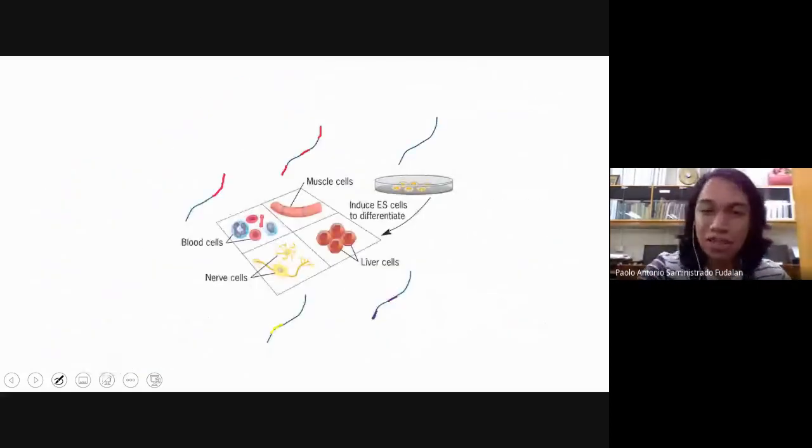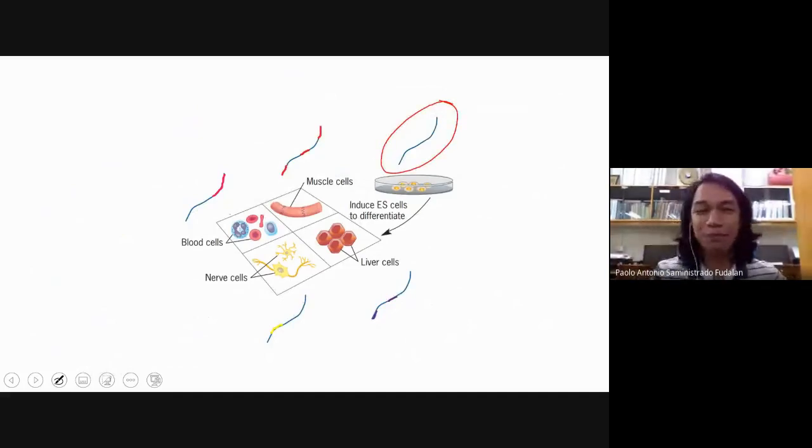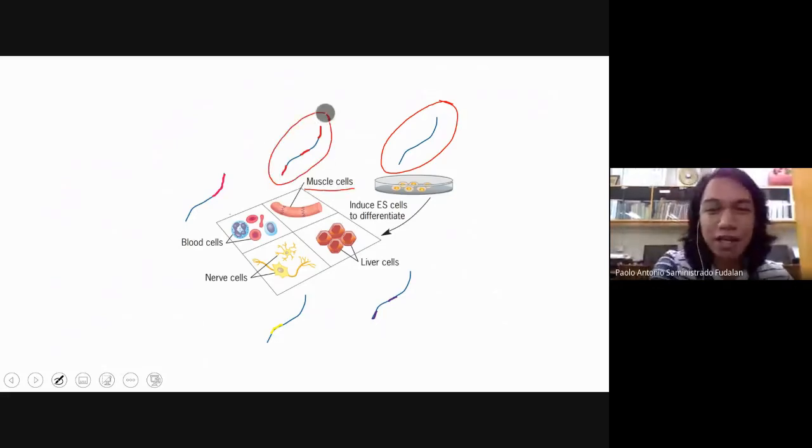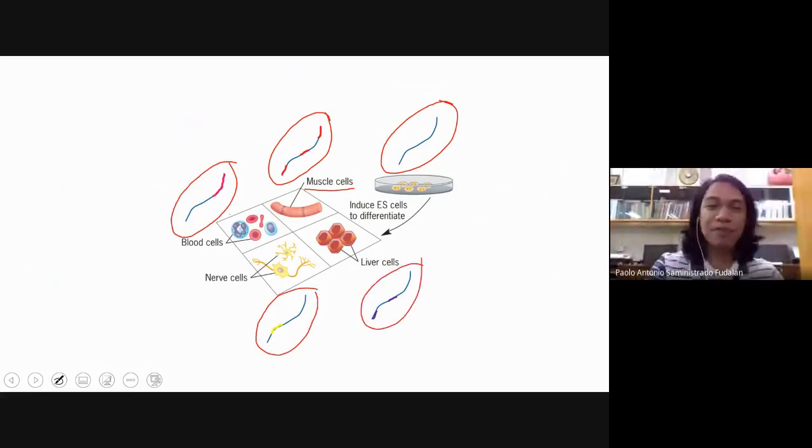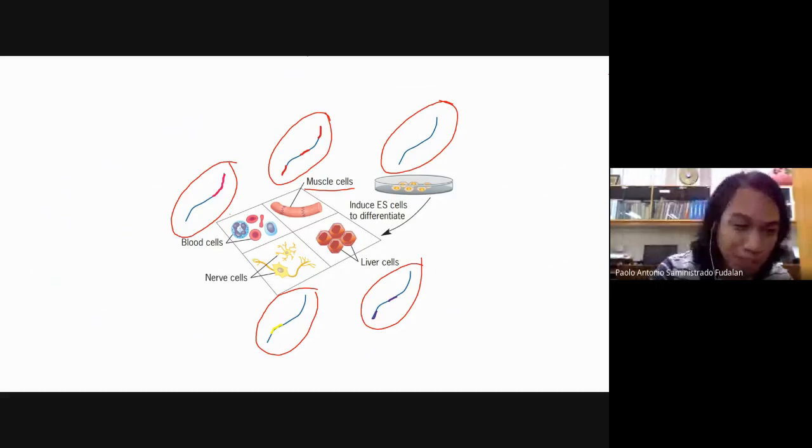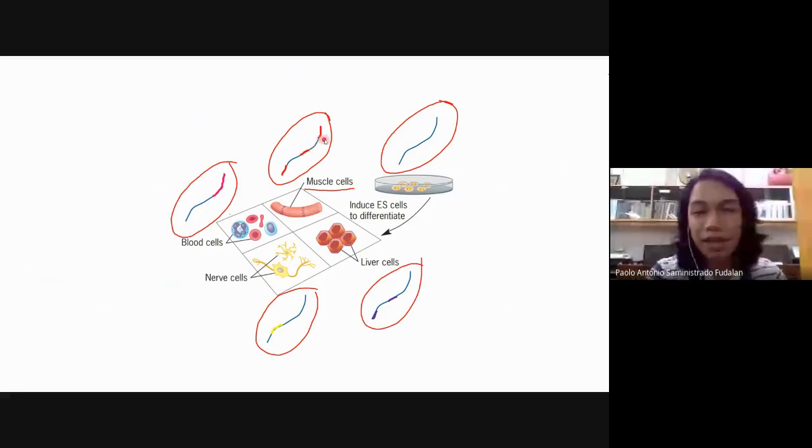So notice here, all of the cells have the same DNA, that blue line. But look at the muscle cell. Look at the DNA in the muscle cell. The highlighted regions are different from the ones in the blood cell, from the nerve cell as well, and the liver cell also different. Meaning to say, in the muscle cell, only the segments highlighted in red, let me have my pointer, only the segments highlighted in red are transcribed. Did you get it?